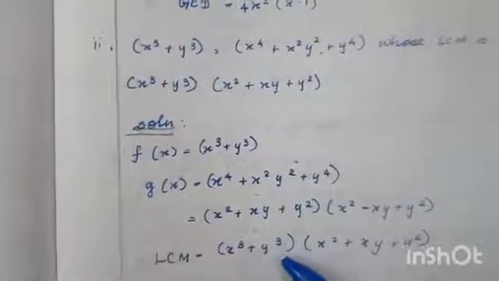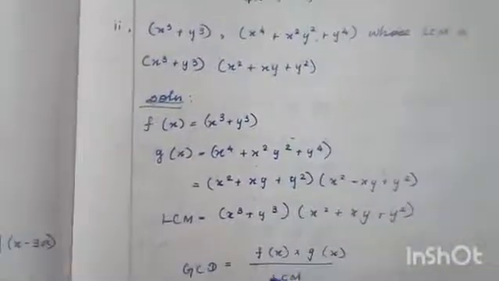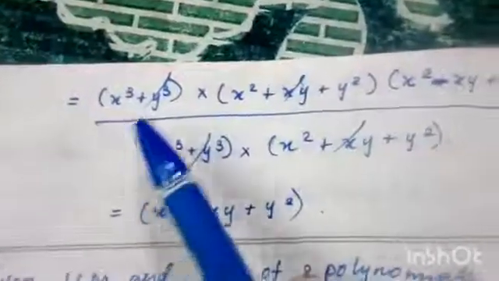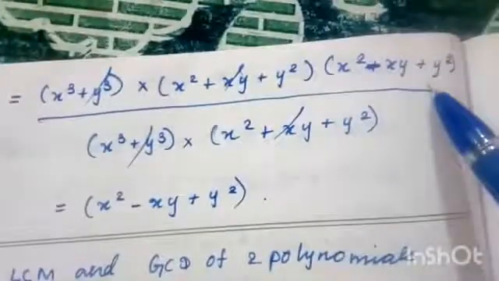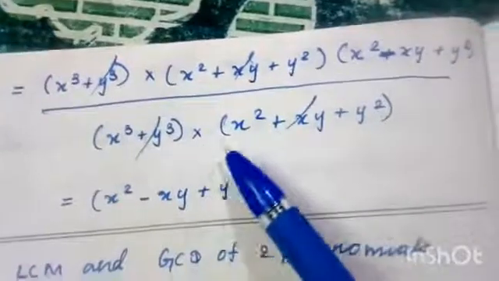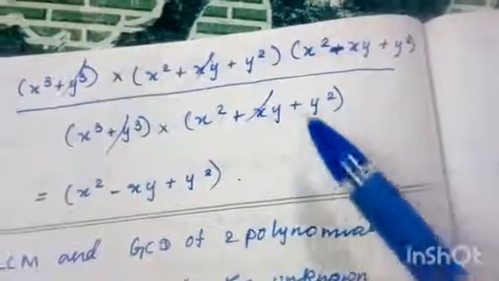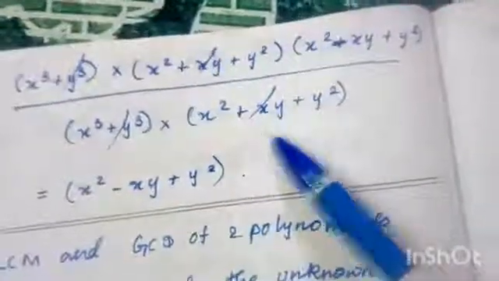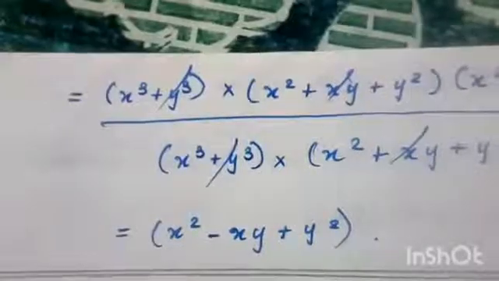Now LCM is given, x cube plus y cube into x square plus xy plus y square. Now you have to substitute GCD equal to f of x into g of x by LCM. That is, f of x is x cube plus y cube, g of x is x square plus xy plus y square, x square minus xy plus y square by LCM, which is given as x cube plus y cube into x square plus xy plus y square. So what are the things cancel? You have to make cancel. x cube plus y cube cancel, then these two terms cancel. After cancelling we have x square minus xy plus y square. So this is the GCD.